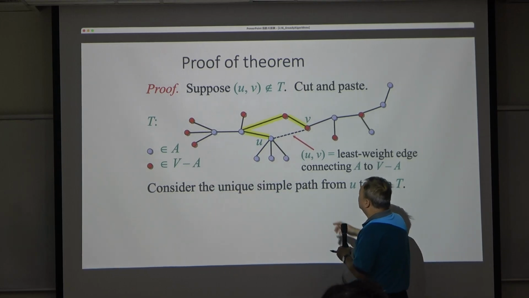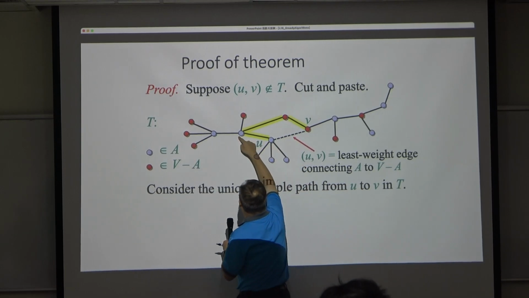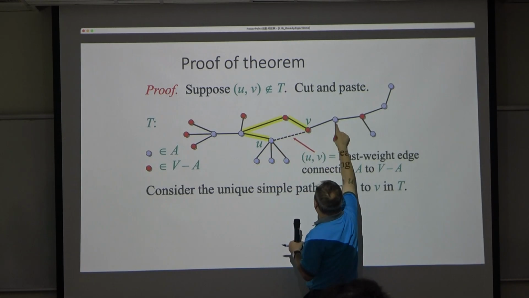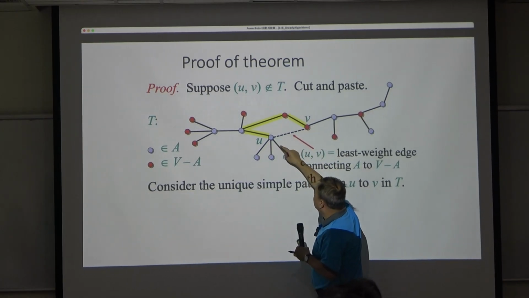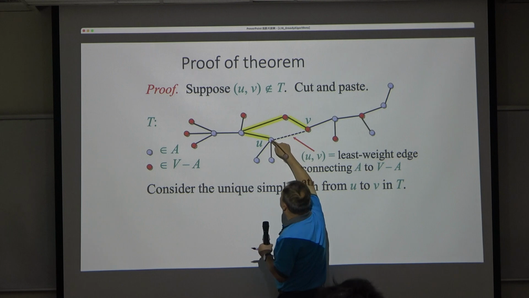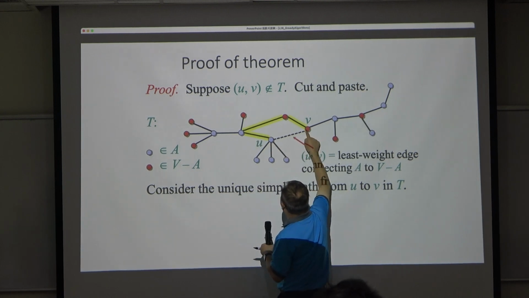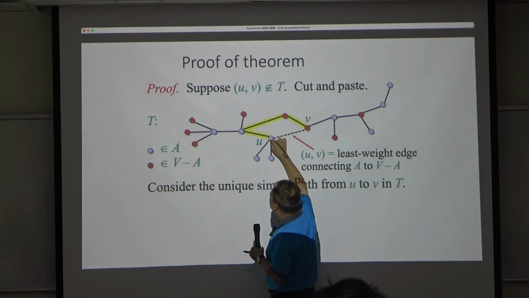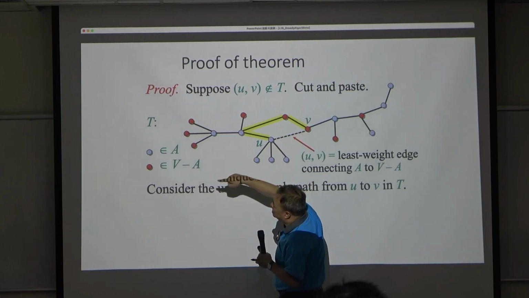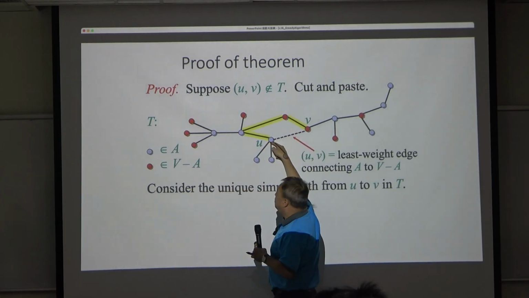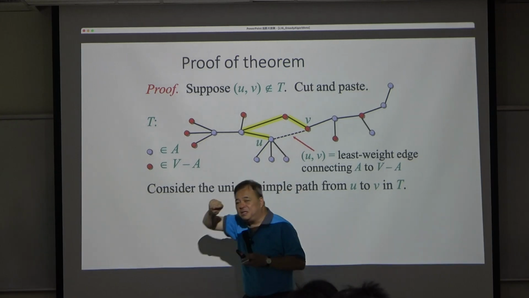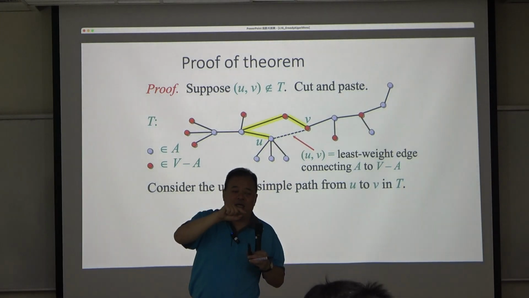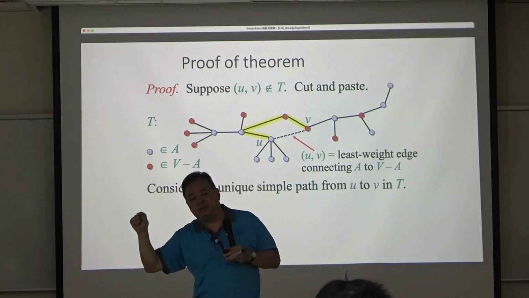So this set is like this. Okay, this one. Blah blah blah. Okay, look at here. And among them, because U is in set A, V is in set V minus A, right? So in this path, there must be an edge that will connect a node in A and a node in V minus A, right?